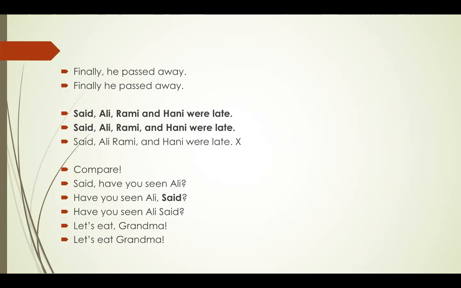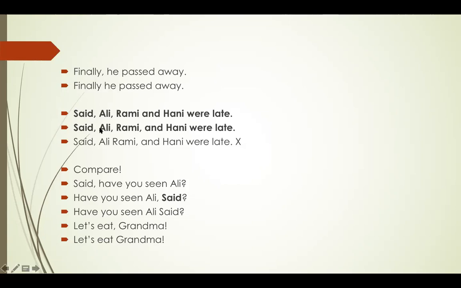If you delete the comma in a place and this deletion changes the meaning, it means you can't delete the comma. Look at this sentence. Saeed, Ali, Rami, and Hani were late. Saeed, Ali, Rami, and Hani were late. The difference between 1 and 2 is that we use the Oxford comma. If you count 3 things or more and use and or, the comma before the last and or the or is optional. It's called the Oxford comma or the serial comma because you count things.